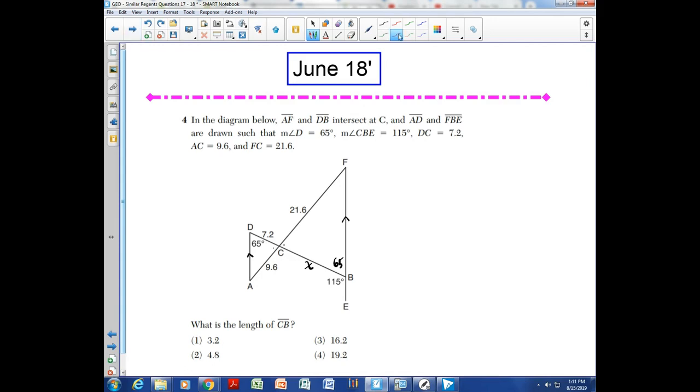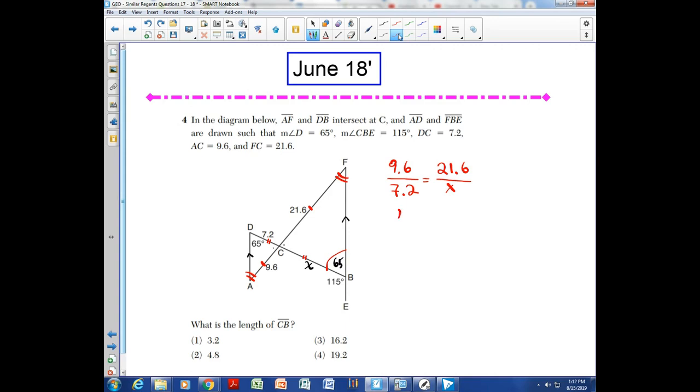So opposite my 65-degree angle is this 9.6. Opposite of this 65-degree angle is my 21.6, which means opposite my angle A is going to be my 7.2, and opposite my angle F is going to be the x that I'm looking for. So I can now come up with a proportion that makes sense. So here I'm going to now decide, remember there's many proportions that would work. So if I went to the smaller triangle and I put the 1 over the 2, it would be 9.6 over 7.2. And if I did the same with the other triangle, put the 1 over the 2, the 1 mark is the 21.6, and the 2 mark is my x.